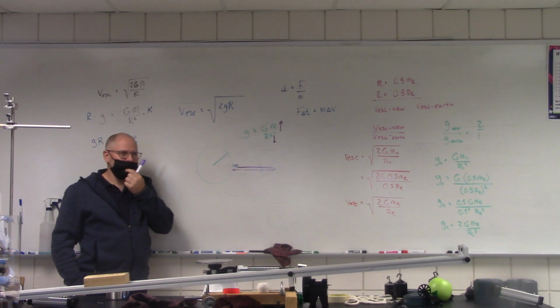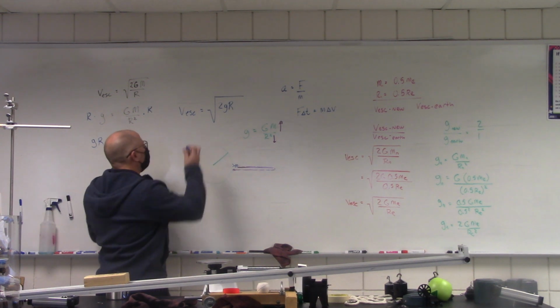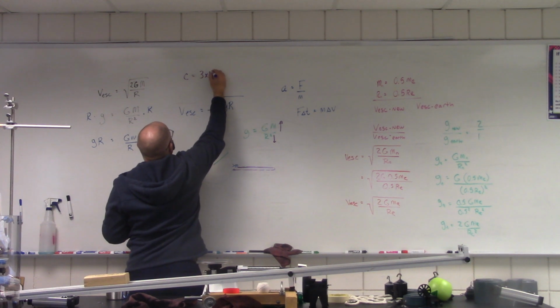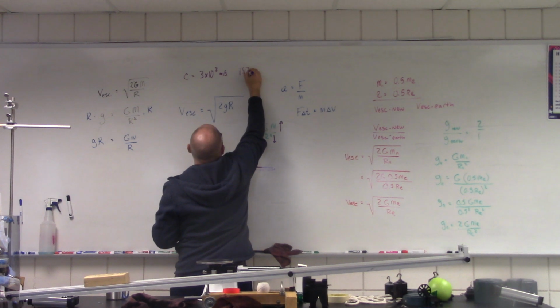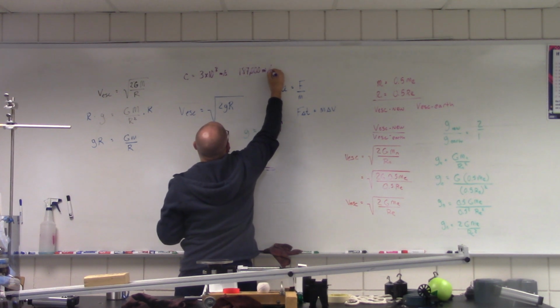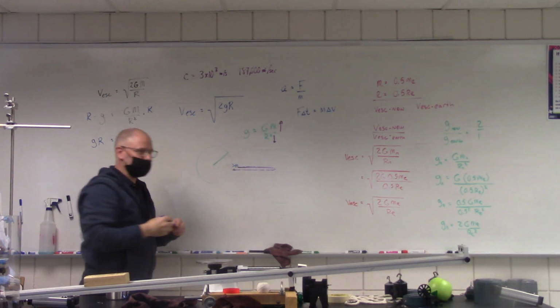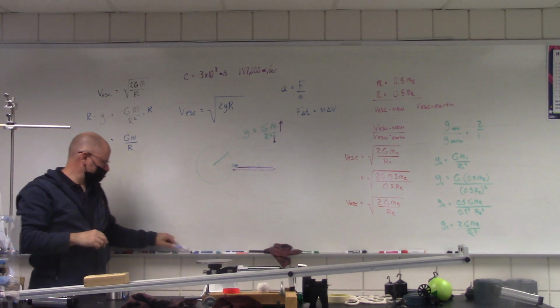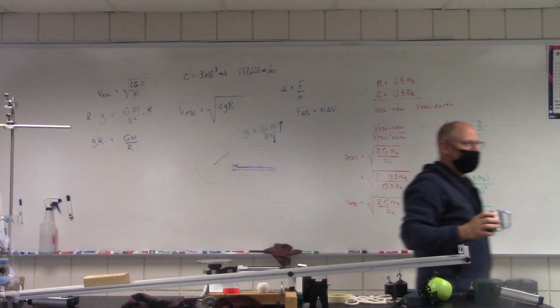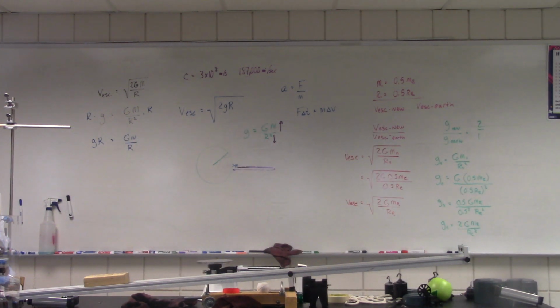What's the speed of light? We use the little letter c for speed of light. It's 3 times 10 to the 8 meters per second. It's about 187,000 miles per second. Now, light isn't infinitely fast. It has a certain speed, okay? But it's real fast.